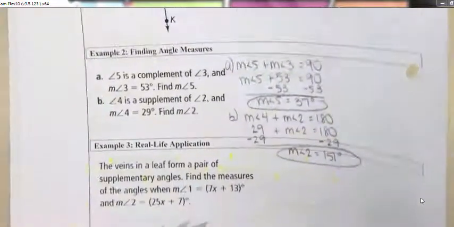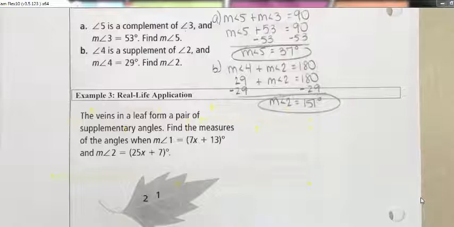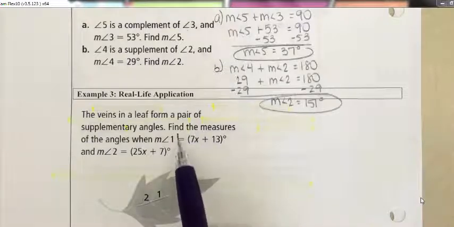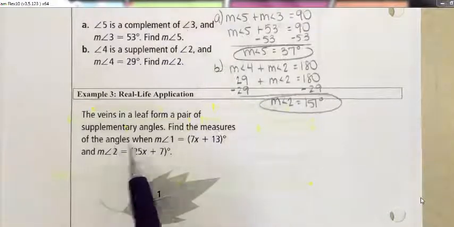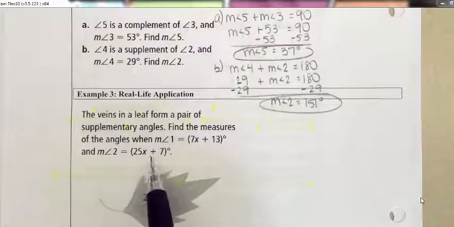Okay, moving on. So we have the veins in a leaf form a pair of supplementary angles. So here we can see that angle 1 and angle 2, together those form a linear pair, right? That's a straight line. Okay, so find the measures of the angles when the measure of angle 1 is equal to that and the measure of angle 2 is equal to that.